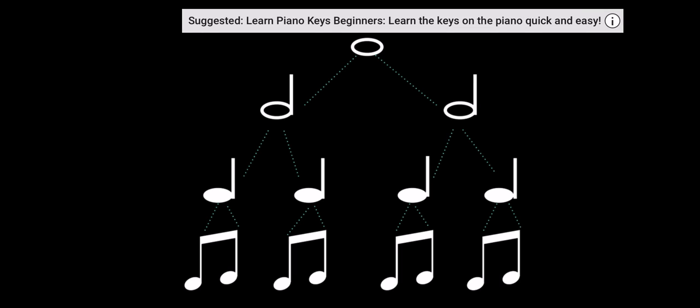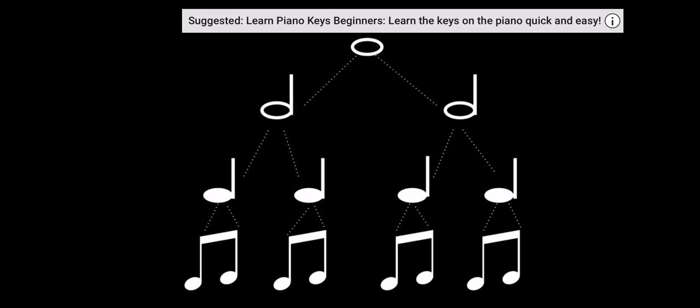If we divide the quarter note in half, we get an eighth note. So now we have 8 eighth notes, which get half a beat each. We can keep going and going. If we divide an eighth note in half, we get a 16th note, and then a 32nd note, and then a 64th note, and so on.